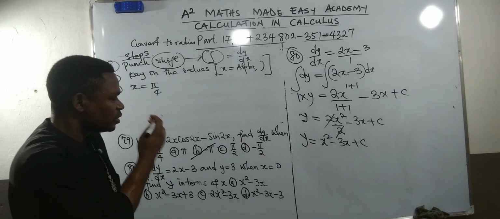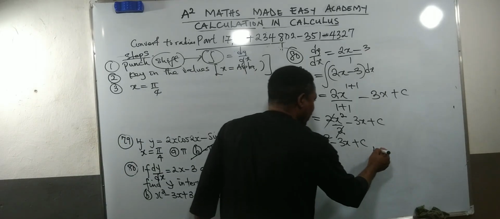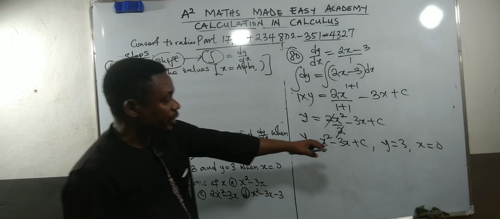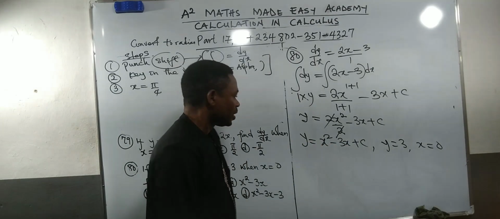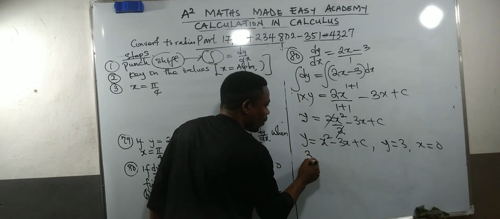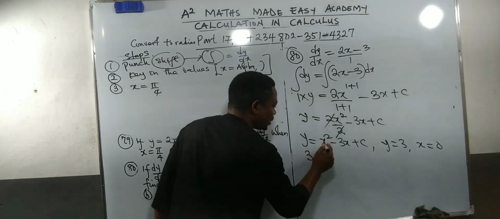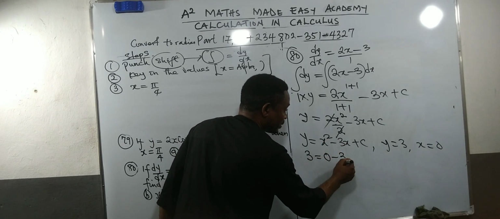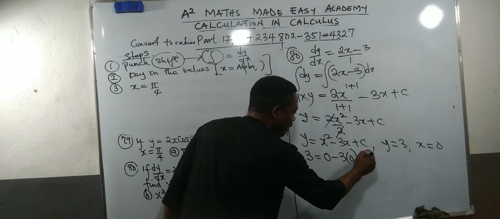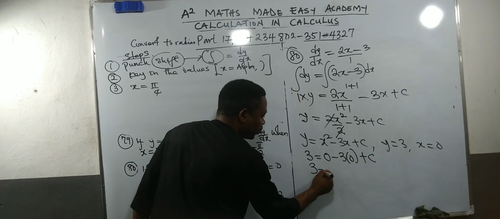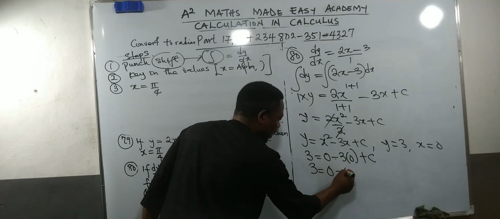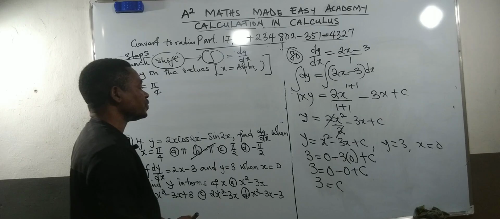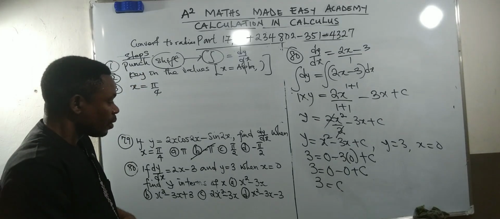Don't forget that I'm giving you the value of y to be 3 and the value of x to be 0. So what are we looking for? The arbitrary constant. Can I substitute? What is y? y is 3, right? Then equal to, what is x? 0, minus, what is this? 3, right? Then what is x again? 0. Then plus c. This is now 3 equal to 0 minus 3 times 0 is minus 0 plus c. Finally, 3 should be equal to c, which means the value of c should be equal to 3. But that is not over.